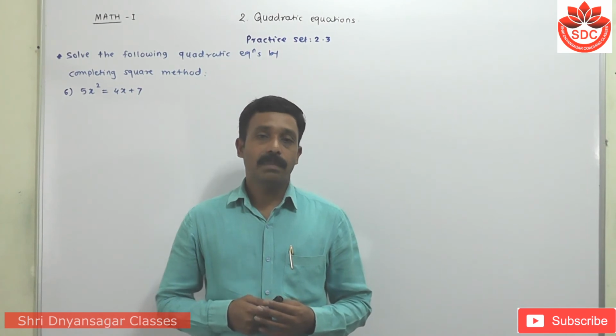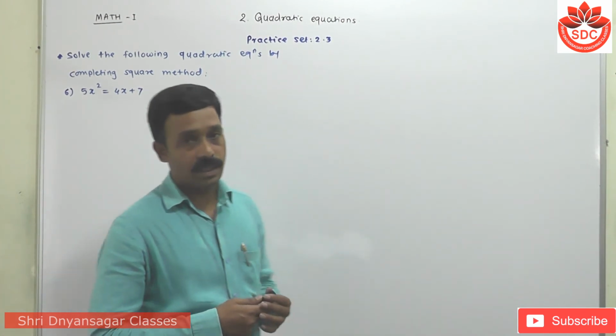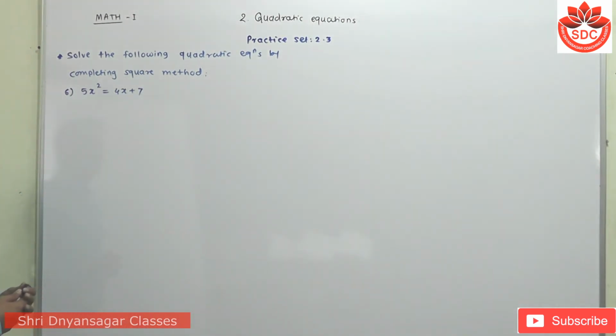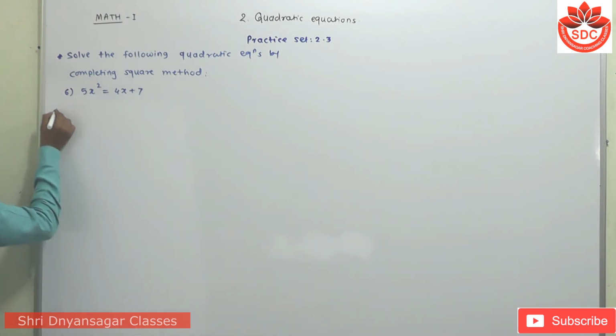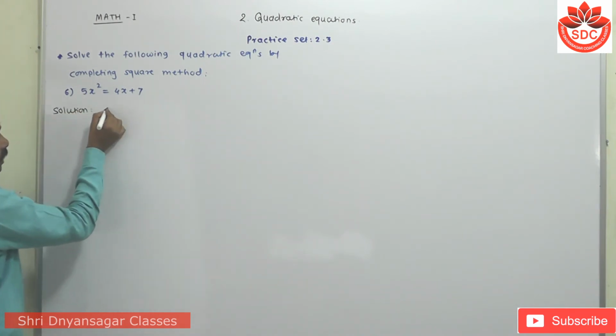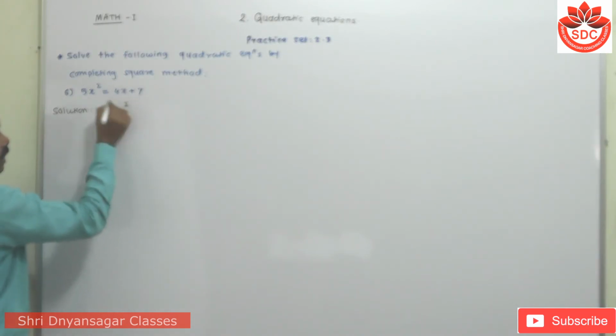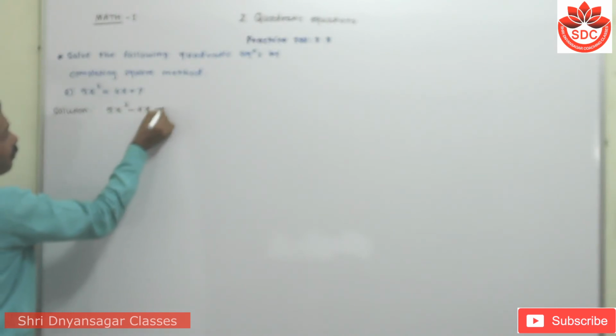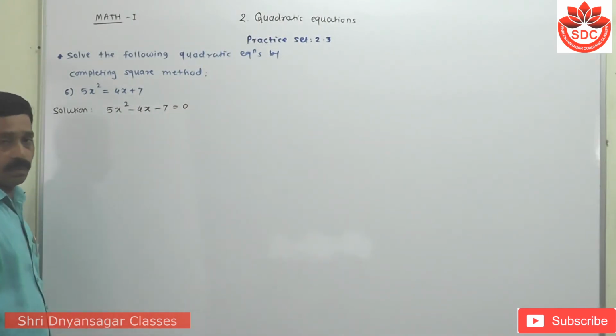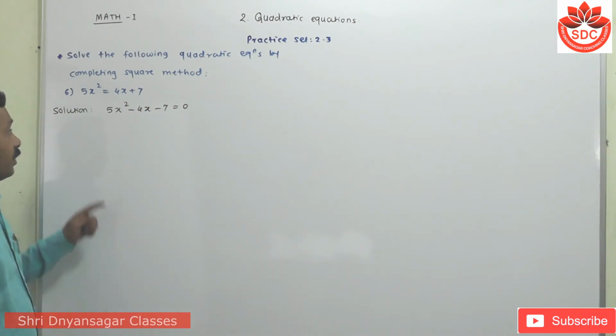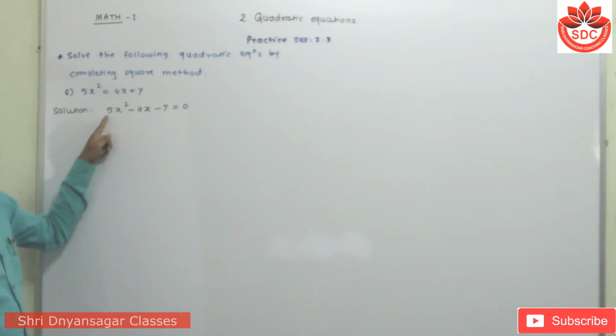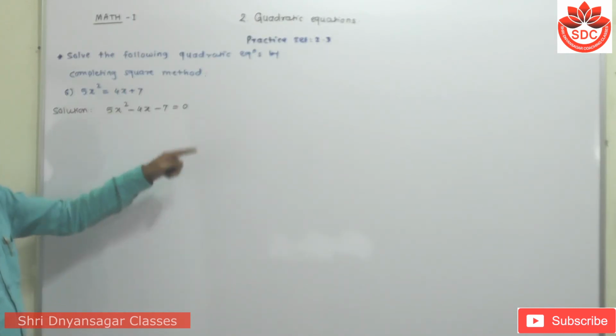We see the last example. Last example of practice set 2.3, question number 6 is 5x square is equal to 4x plus 7. This is again a different one. Now first, for this, we write the equation in standard form. So its solution is, now the standard form is 5x square, transpose this here, minus 4x minus 7 is equal to 0. Then second, you have to convert the coefficient of a to 1. So dividing both sides by 5.